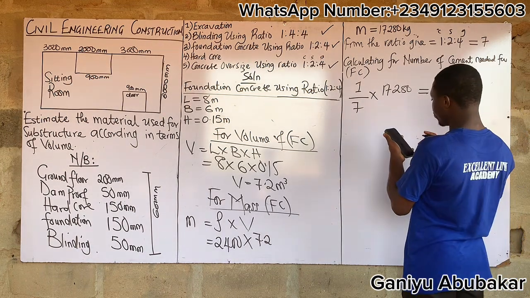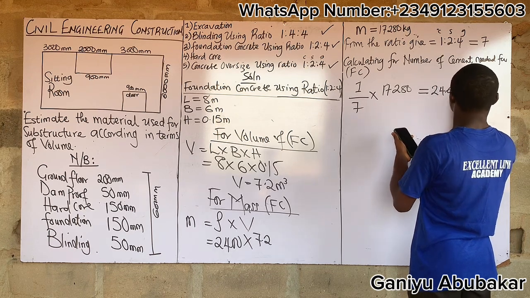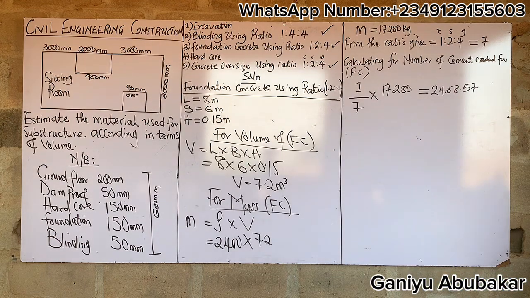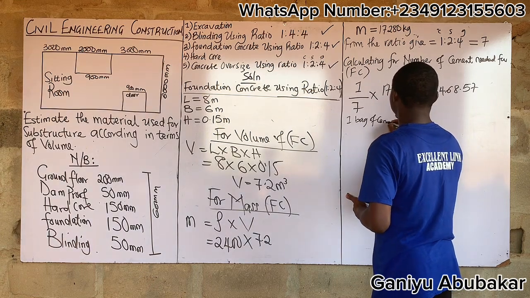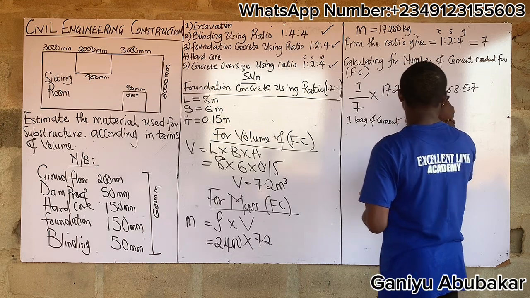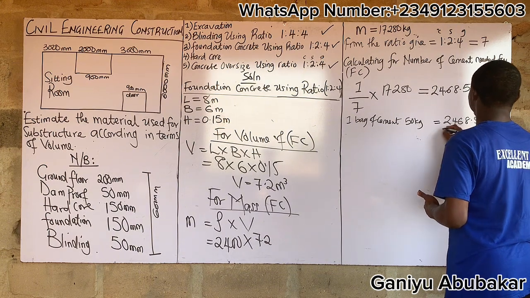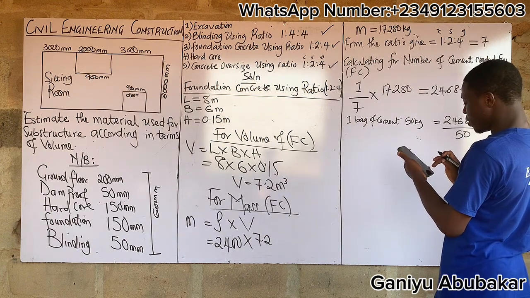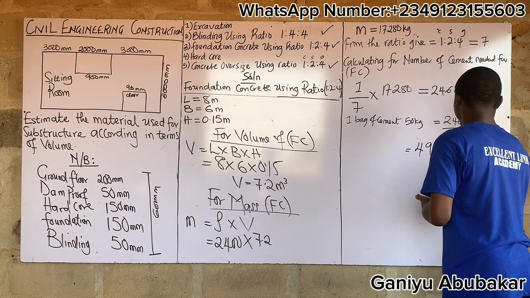I have about 2468.57 as my amount of cement needed. Basically, you know that one bag of cement signifies 50 kg. So I'll divide this value by 50, 2468.57 divided by 50, to get the number of bags needed. So it means that I need 49 bags of cement.